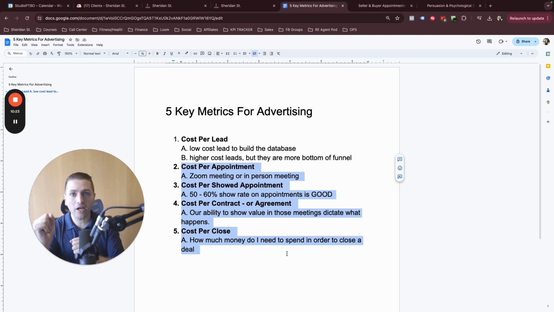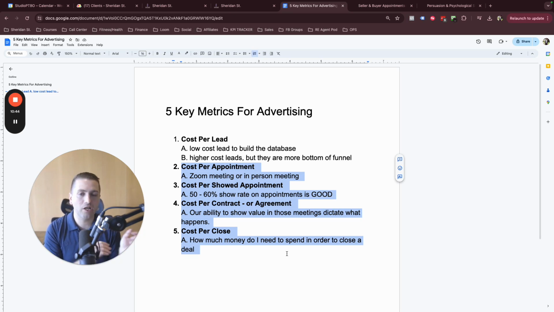You need traffic, which is your cost per lead and your cost per appointment. You need your systems, which again play into the cost per appointment, cost per lead, and you need your skill, which is: can I set an appointment? Can I get the person to show to the appointment? Can I get them under contract? Can I get them through the close? These are the 5 key metrics that you need to track in your business.